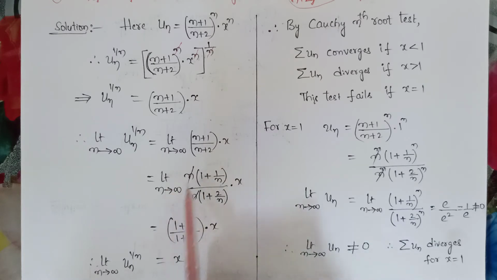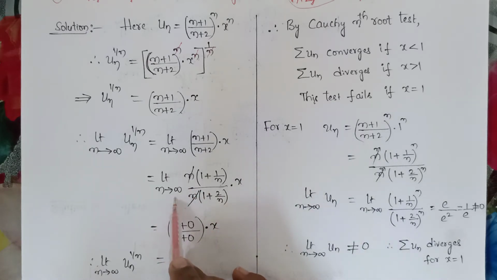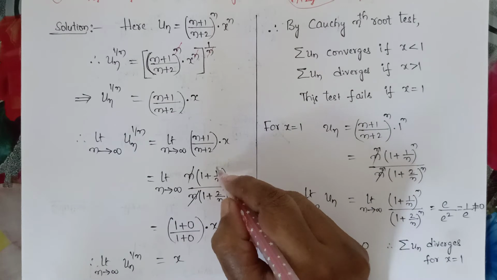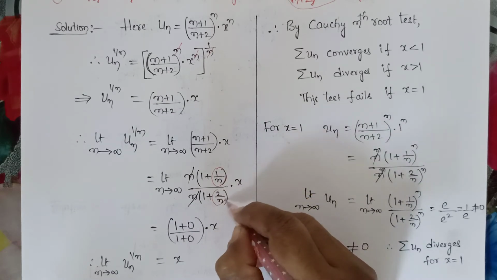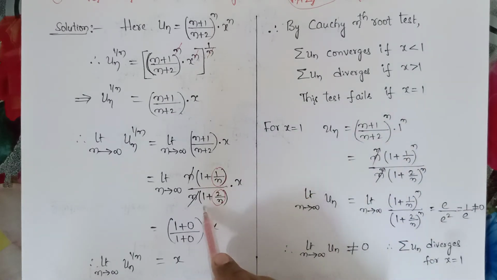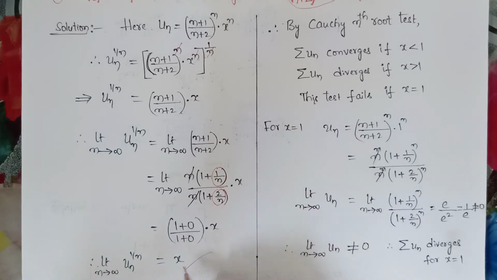Limit n tends to infinity, we take n common, n into 1 plus 1 by n, by here also n common, n into 1 plus 2 by n into x. Cancel n. Limit n tends to infinity means 1 by n tends to 0. Therefore, this is equal to 0 and this is also 0. 1 plus 0 by 1 plus 0 into x is equal to x. Therefore, limit n tends to infinity nth root of un is equal to x.